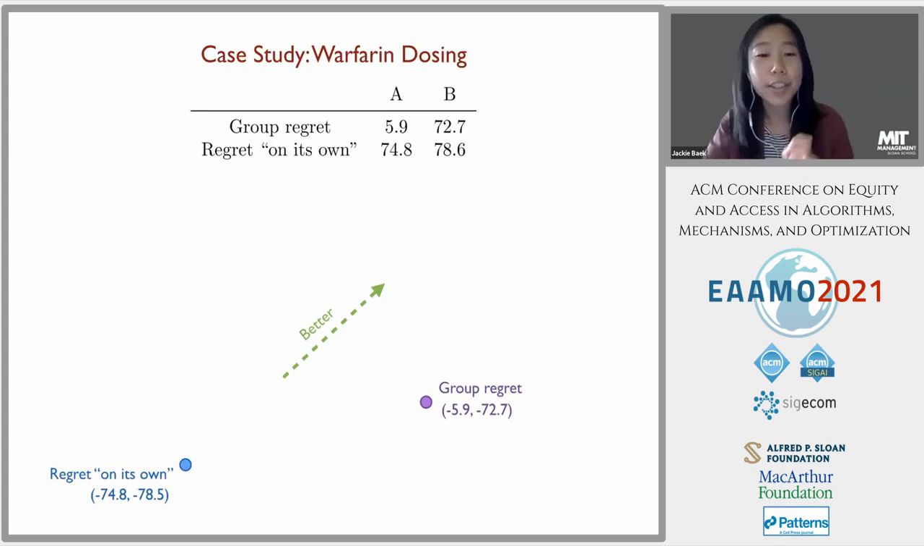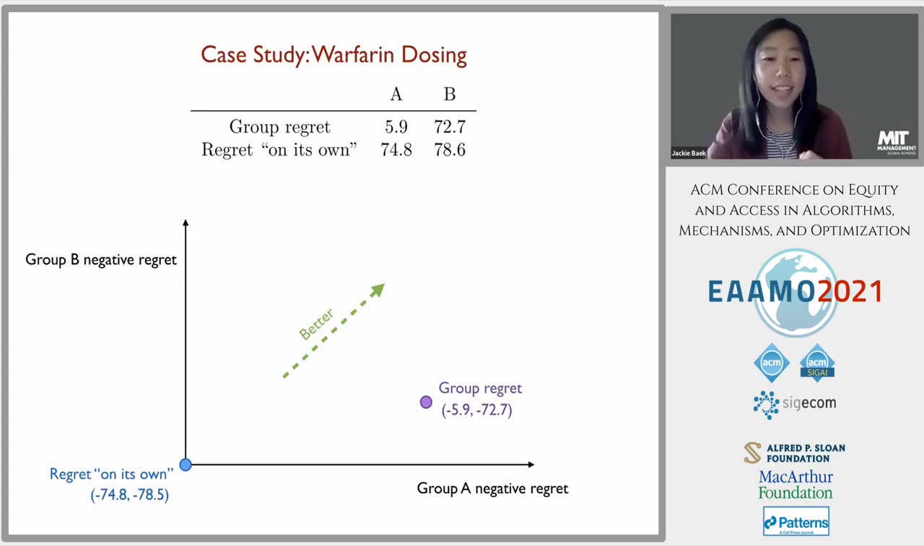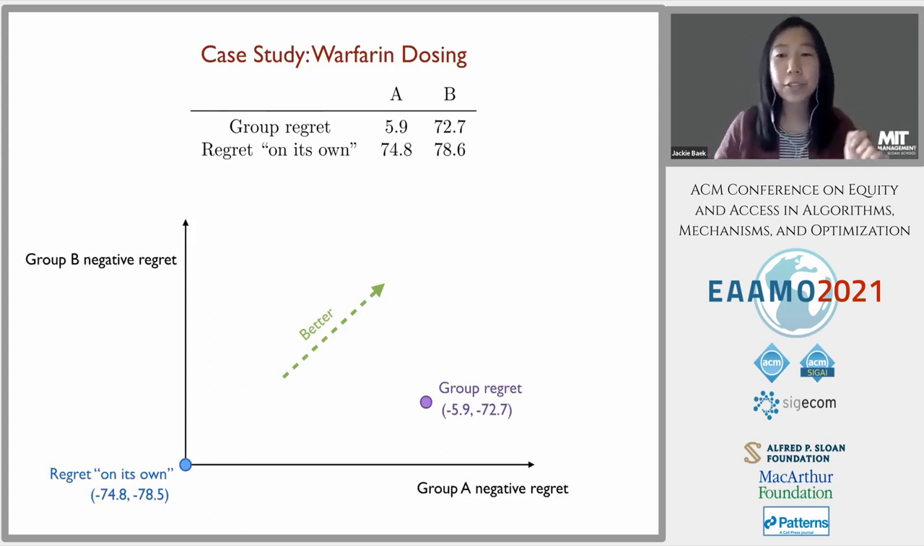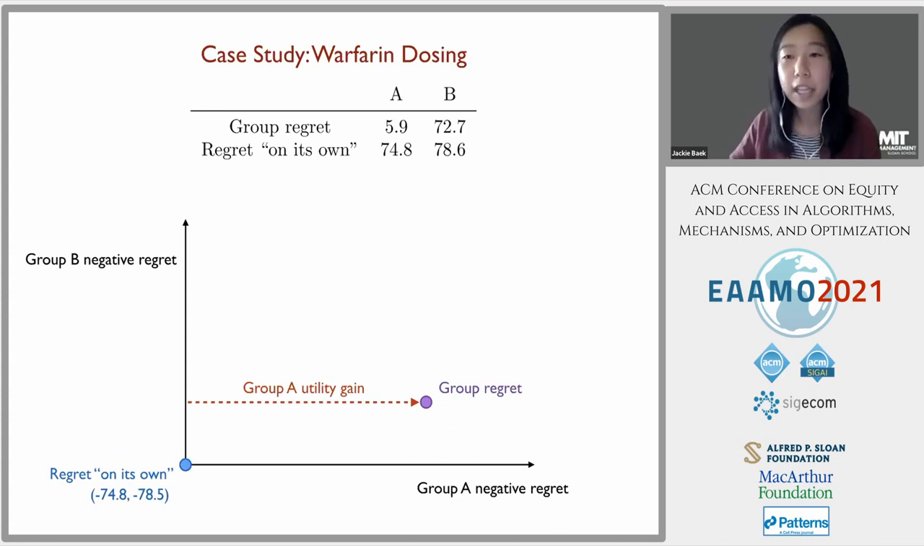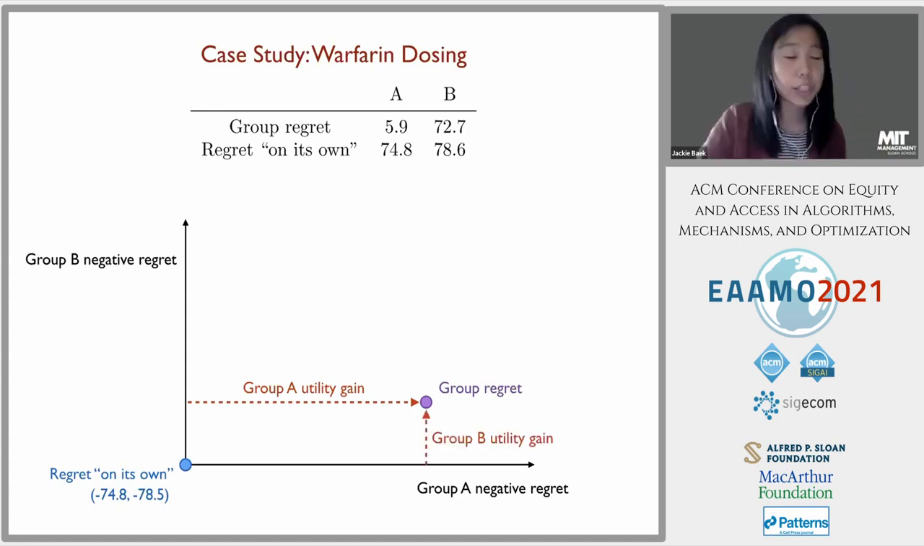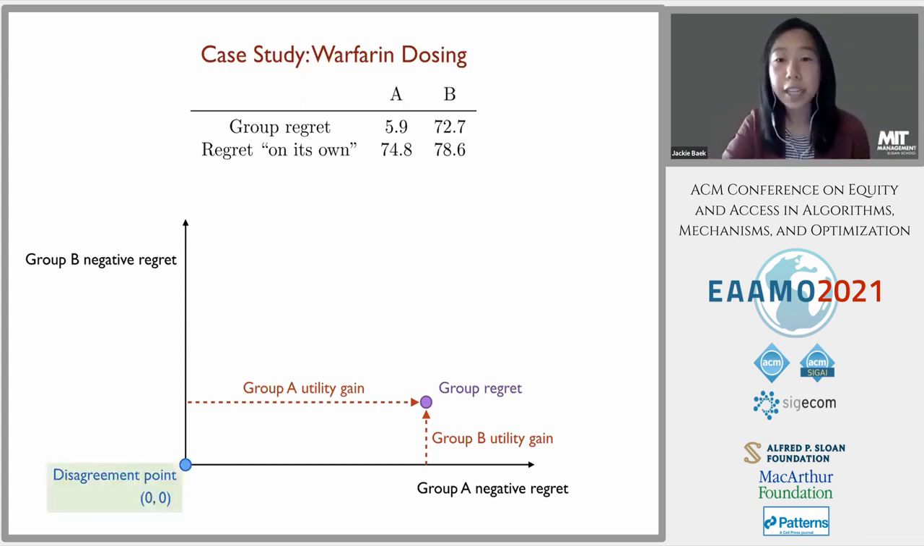Let me just redraw the lines of the axis so it looks like this. The reason I'm doing this is because I want to treat the blue point as a reference point, and I'm going to measure all outcomes with respect to the blue point. This red line represents the utility gained by group A, how much group A benefited from the presence of group B. Similarly, this vertical line is group B's utility gain. I'm going to redefine the origin as the blue point, and this is what we call the disagreement point.